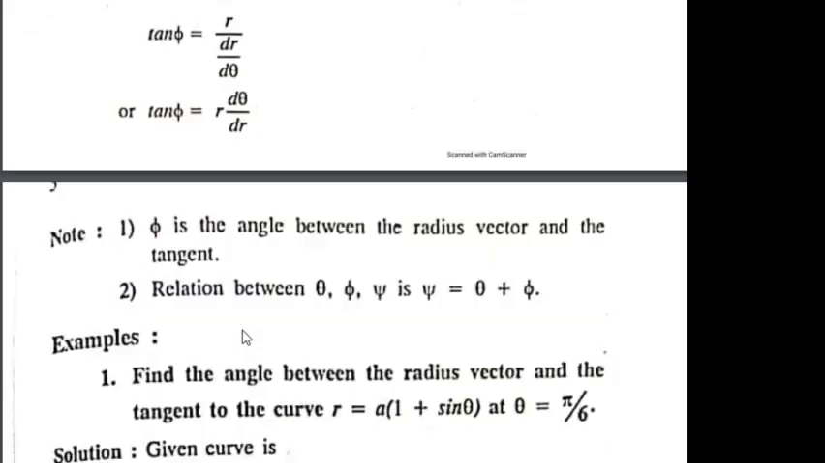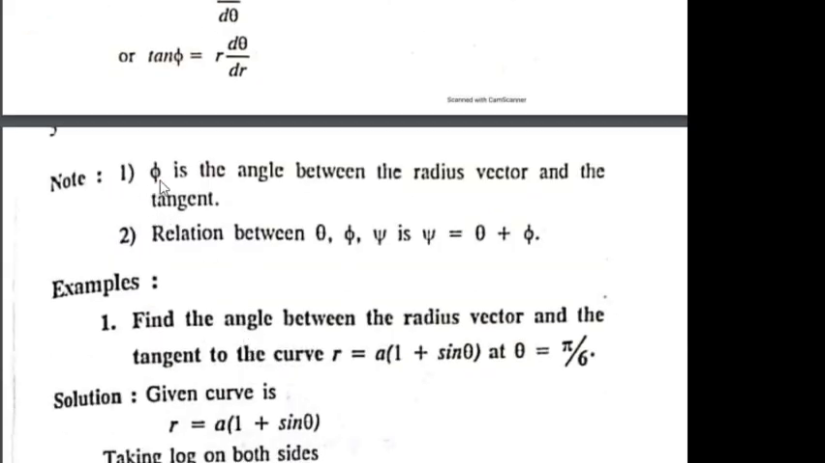For any given curve, they will give some curve. Either they may give the polar form r is equal to a into 1 plus cos theta, or they may give some other type of polar curve. Then if you want to find the angle between the radius vector and the tangent, we use this formula. First we find tan phi is equal to r into d theta by dr.